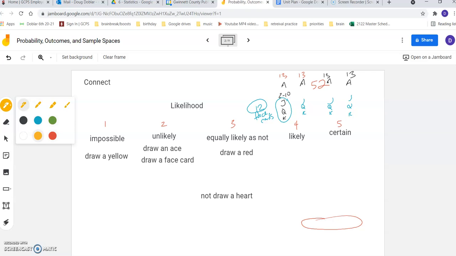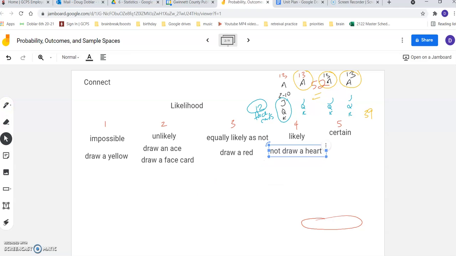So remember, there are 4 types of cards in the deck. There are clubs, spades, diamonds, and hearts. So it looks like there, 13, 13, 13, that's 39 out of the 52 cards that are not hearts. So that's actually pretty likely. It's not certain. You definitely could draw a heart, but I'd say it's likely.